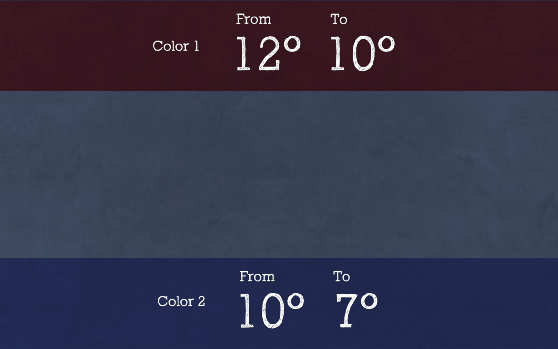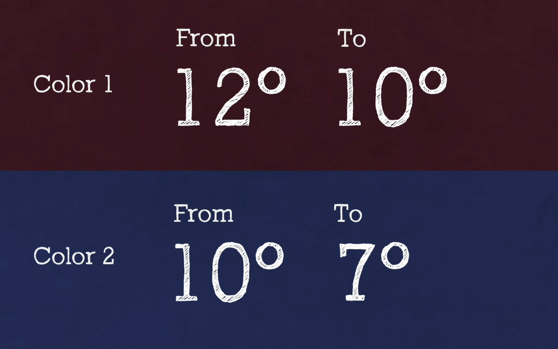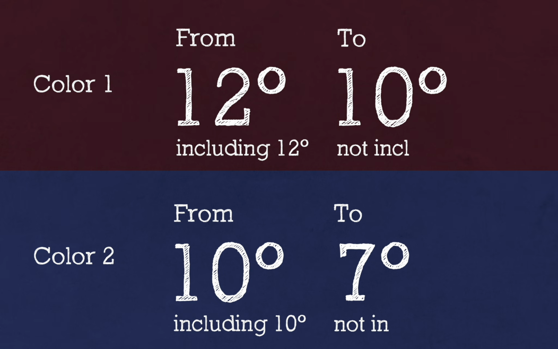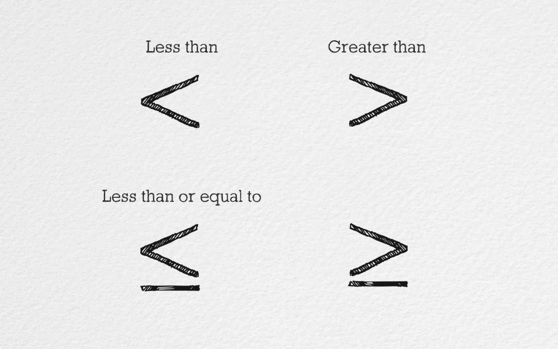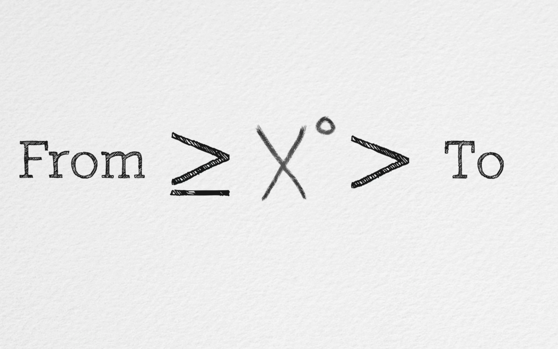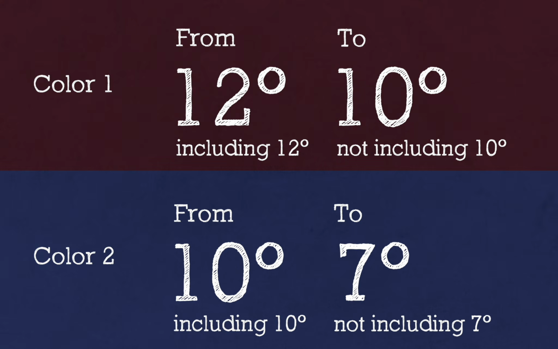So by default, what the project planner does is it treats the from value as inclusive and the to value as exclusive. Remember these math symbols? Less than or equal to, greater than or equal to. A temperature is included in a range if the from value of the range is greater than or equal to the temperature, and the temperature is greater than the to value of the range. Basically, a temperature of exactly 10 degrees goes into the range that starts with 10 degrees, not the one that ends with 10 degrees. This ensures every possible temperature gets assigned a color without leaving any gaps in your project.